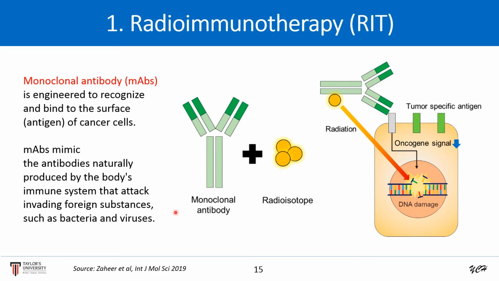And we produce the monoclonal antibody, mono meaning one, so it will only specifically target one antigen. Clonal means we cloned the antibodies in the lab. Label it with radioisotopes. So these monoclonal antibodies, once injected into the body, will find the tumor-specific antigens and bind to them. Then the radiation will be used to kill the cancerous cells.